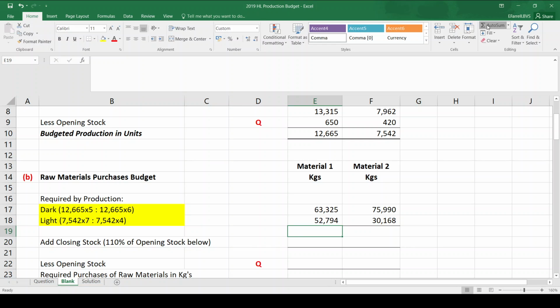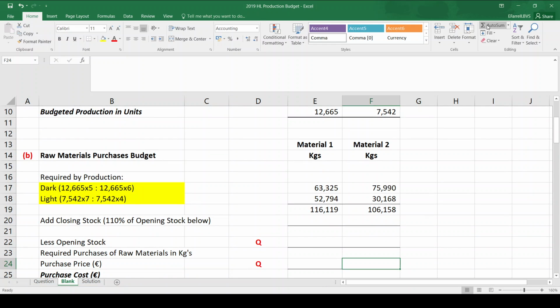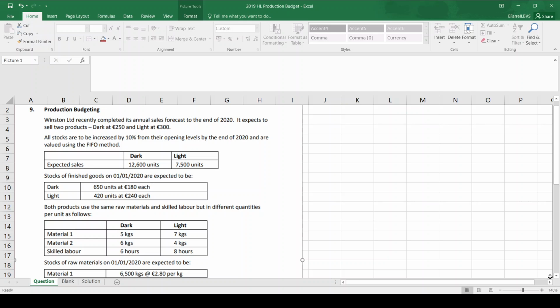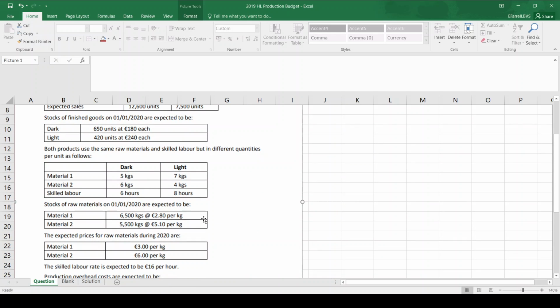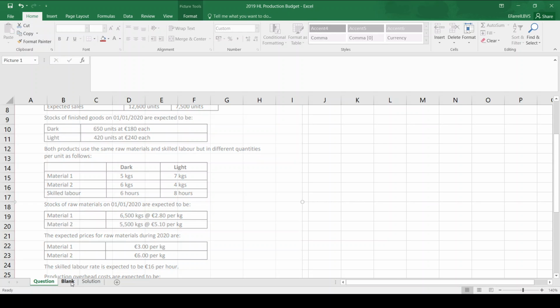So in total, between dark and light, for material 1, I need 116,119 kgs. And for material 2, 106,158. But similar to above with the units of dark and light, I have opening and closing stocks of the materials. So again, from the question, I can get my opening stock. So opening stock of material 1, and again I know it's opening stock because it's the first. Opening stock material 1 is 6,500 and material 2, 5,500.